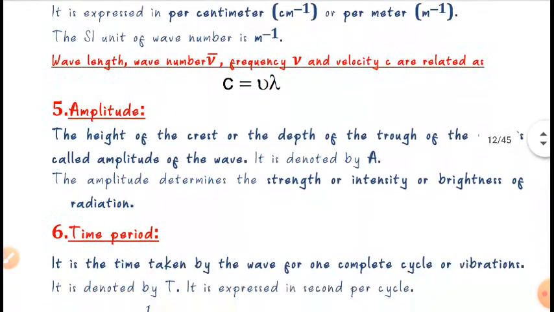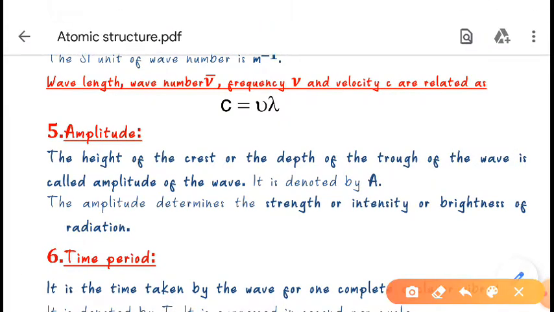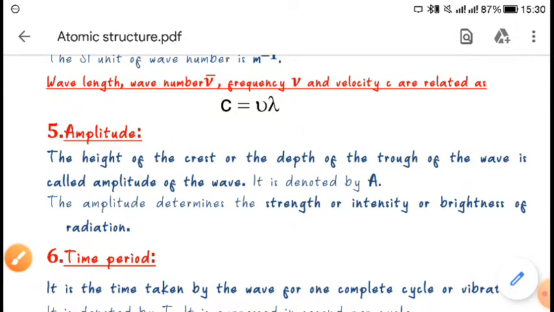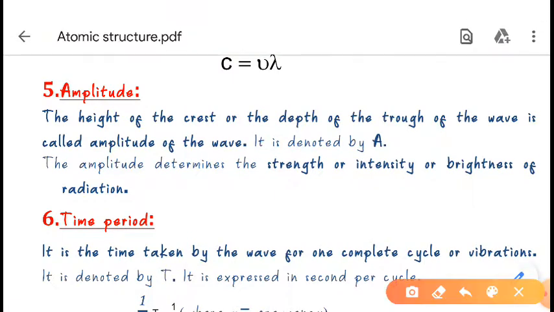When we are talking about amplitude, what is that amplitude? Before that, you can see the formula which I have written here. You can see that c is equal to mu lambda. Now, amplitude is the height of the crest or the depth of the trough. You can see it like this.